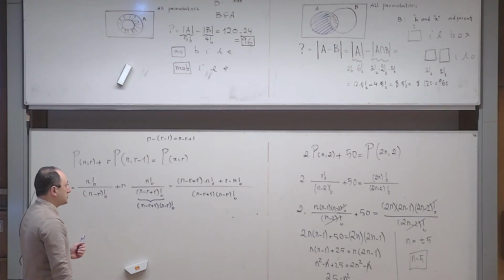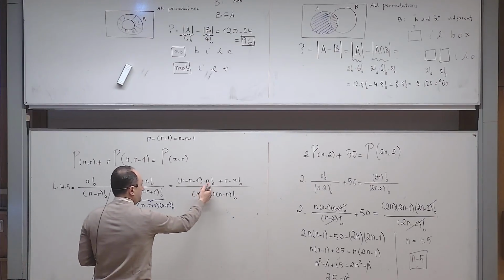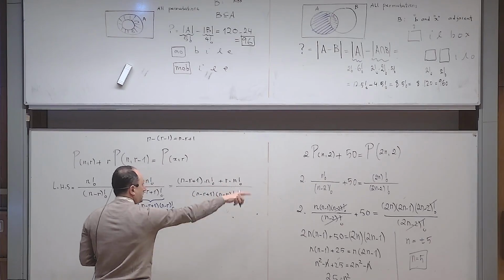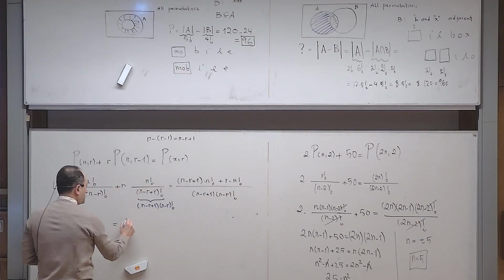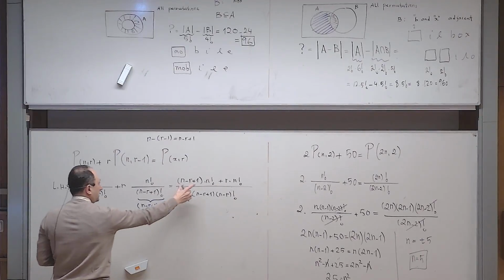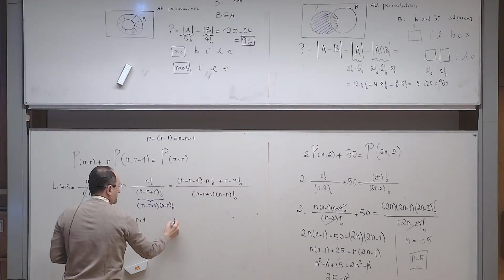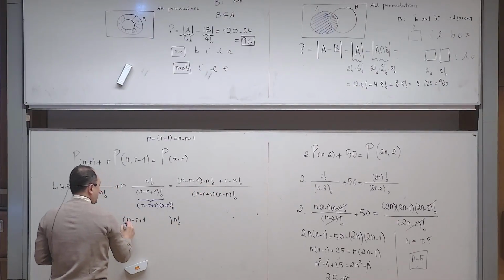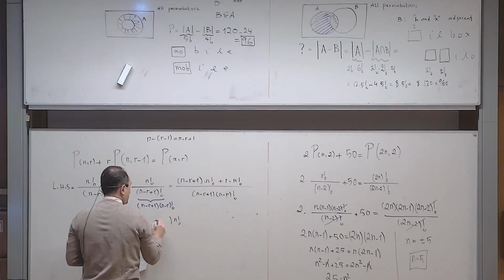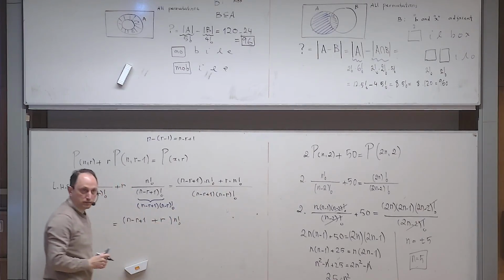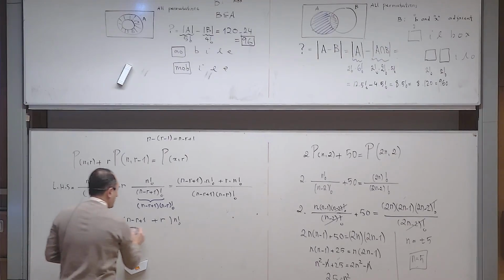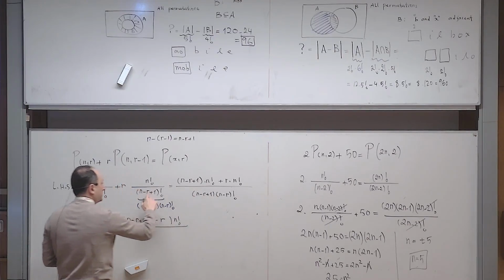Okay, but how can I simplify that? N factorial appears here and there, so I can factor it out. So it becomes n minus r plus 1. This is left from the first one. N factorial is pulled out. And what is left from here? Plus r. Okay?